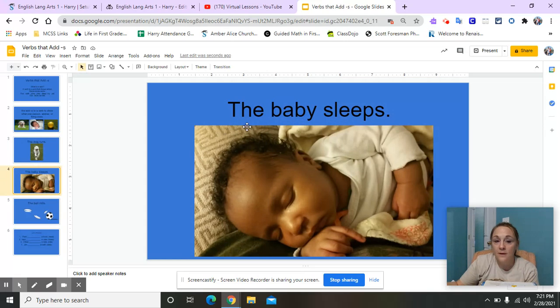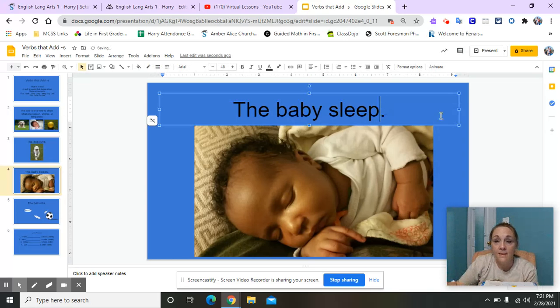Let's look at another example. Okay, looking at the picture, use a picture clue. What does this sentence say? It says the baby sleeps. We have one noun. Our verb is sleep, so we have to add an S to it because there's one noun. The baby sleeps. If we had the baby sleep, that wouldn't make sense, because the rule says when you have one noun, you add an S to the verb. The baby sleeps.